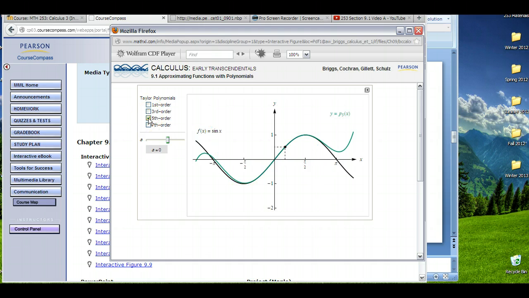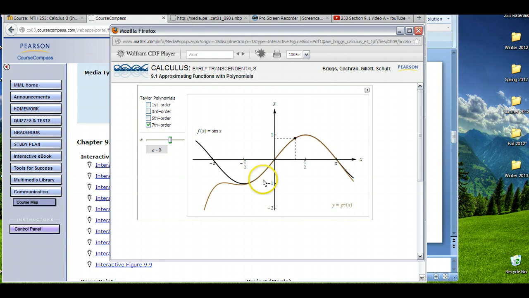Take that away, and look at the fifth order. Notice we're getting an even better approximation. It matches more overall, better than the cubic did. The ends of the cubic sort of stopped mimicking the sine function as you went out further, but the fifth order is mimicking it even more. As you move a, it models the sine function over a greater interval. Let's take those away and look at the seventh order.